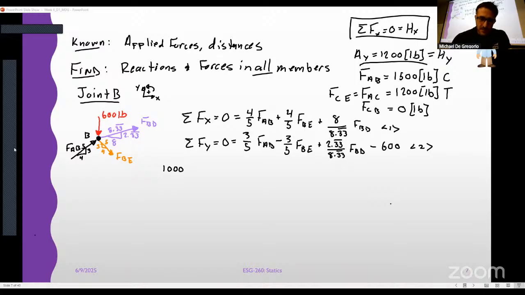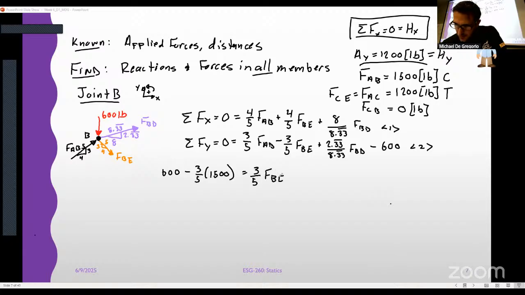So let's do it all out. Let's do it out for everybody. So I'm going to move the 600 over. 600 minus 3/5 of 1,500 is equal to 3/5 of FBE plus 2.33 over 8.33 FBD.